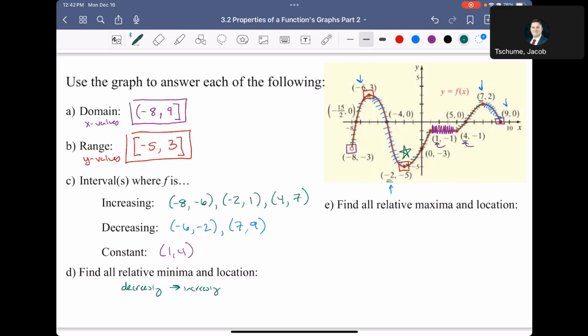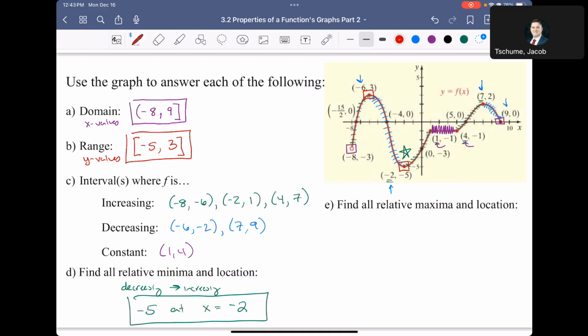There's this one spot right here. At the point -2, -5, that is the only spot on this graph that you go from decreasing to increasing. So that would be your relative minima. So the relative minima would be the y value of -5, and then the location would be the x value that it happens at, which has an x value of -2. This is your only relative minimum on this picture.